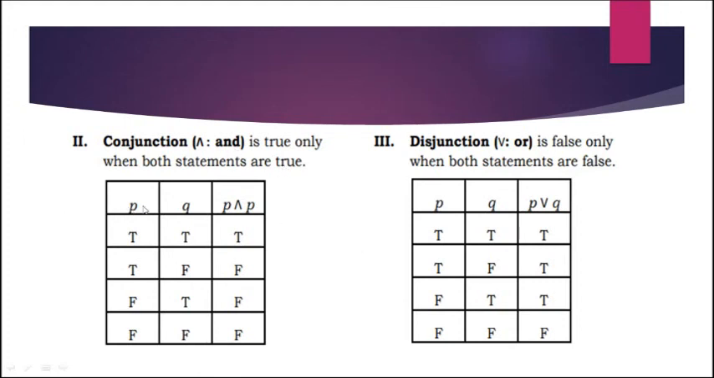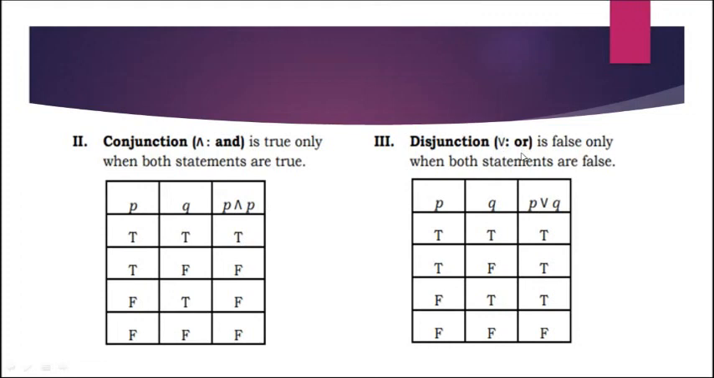Statement P and statement Q. Okay? It says that if we combine the two statements, the result will be true only when both statements are true. So we have true, true, then we have true. True, false, false. False, true, false still. False, false, then we have false still. Okay? So next we have your disjunction.